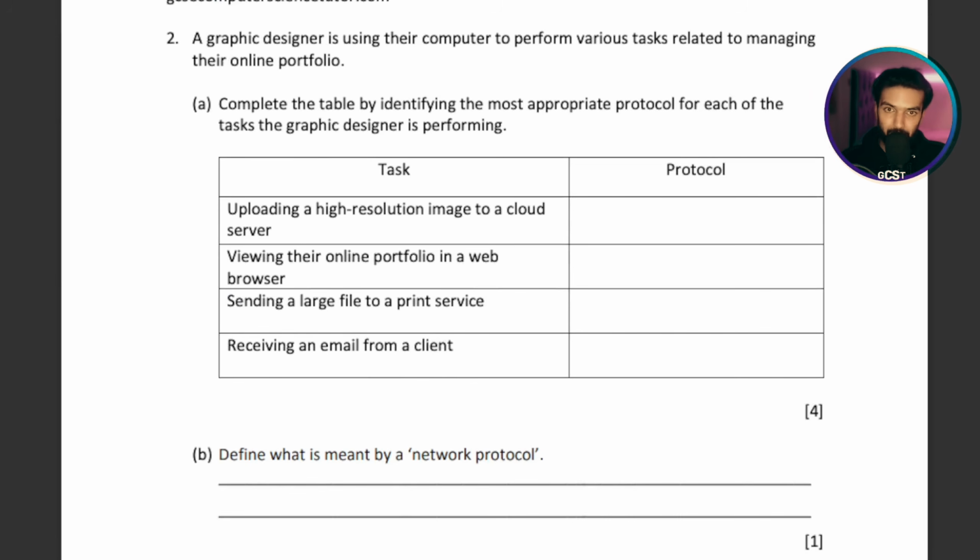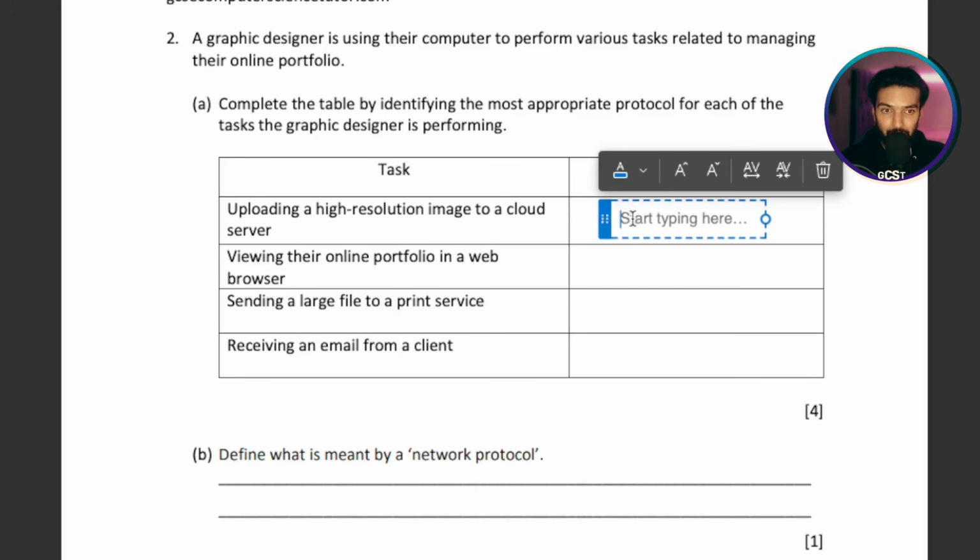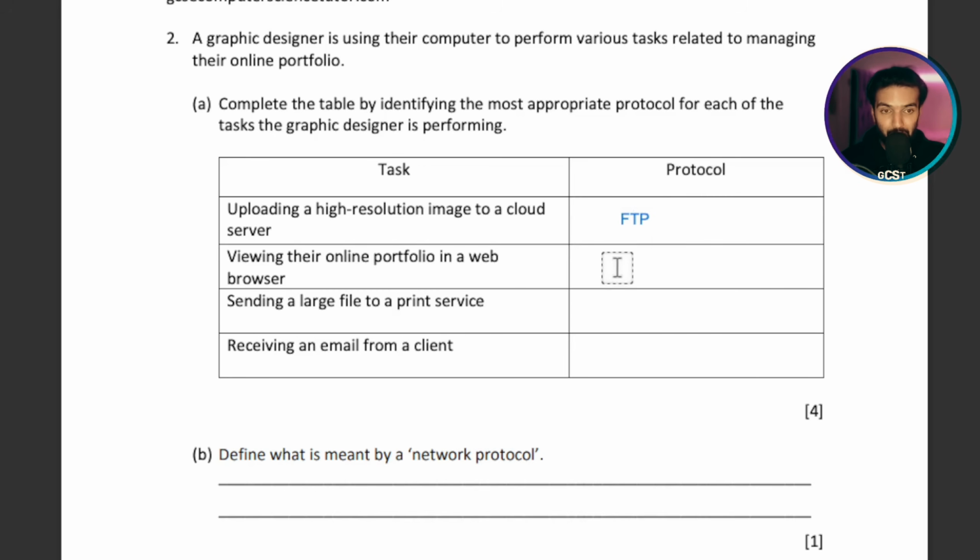Alright, here's the next question. A graphics designer is using the computers to perform various tasks. Complete the table by identifying the most appropriate protocol for each of these. If you don't know your protocols, again, you can find concise notes on the website alongside the past videos, and I've definitely made a video on this. So uploading a high resolution image to the cloud server, where we're transferring a file from the client to the server, is FTP, which is File Transfer Protocol.